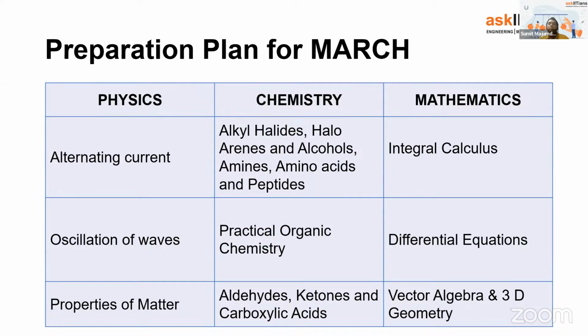Going further, for March, let's say you will have more topics from 12th. Alternating current, oscillation, properties of matter. Oscillation again is from 11th. Properties of matter again is from 11th. If we talk about chemistry, it is more to do with the 12th portion. Mathematics, again, is from the 12th portion.